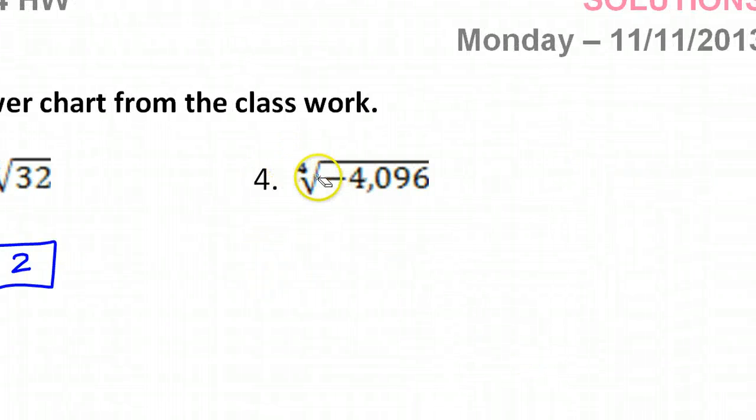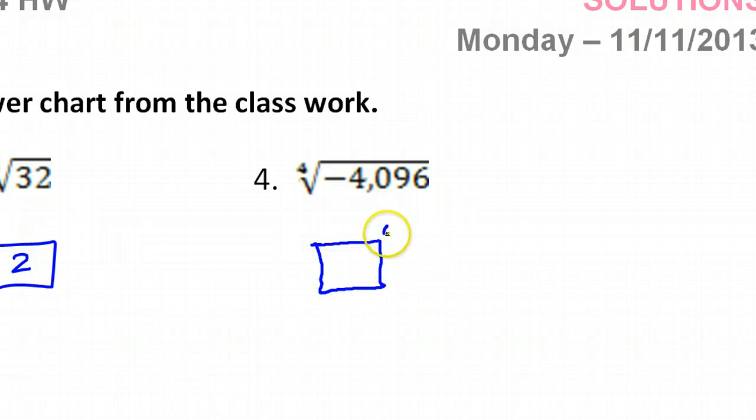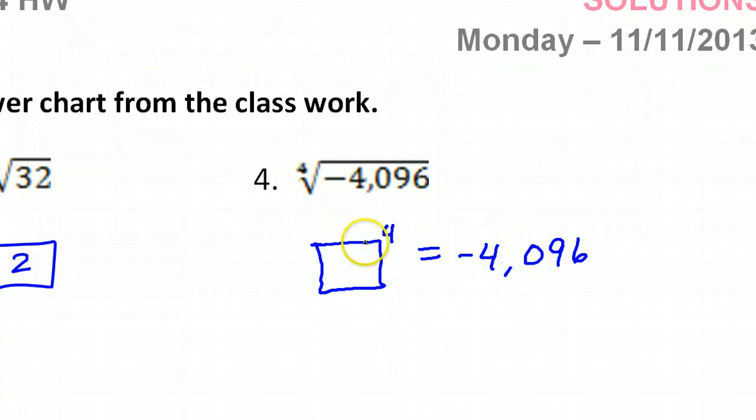Let's take a look at number 4. Fourth root. Okay, this one is slightly tricky, so just be careful. I mean, it's quick, especially if you know what you're doing. Remember, fourth root is asking the question, what to the fourth power is going to give you negative 4,096? And the problem is this negative. Here we have an even power, and we know that if you do an even power, no matter what, you're going to get a positive number. So there is nothing that we could raise to the fourth power to get a negative number.